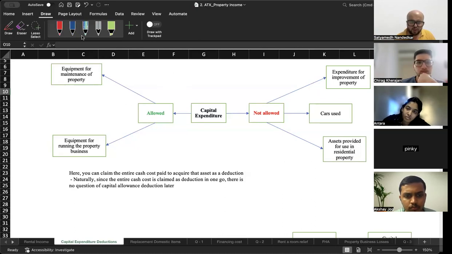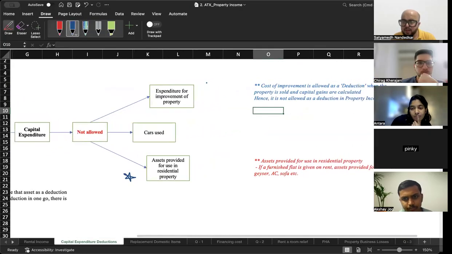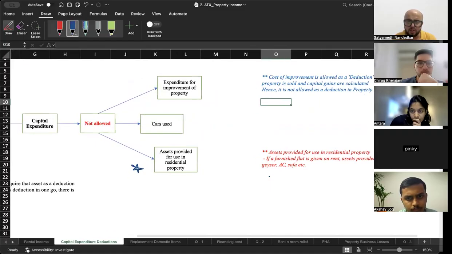There is some special thing that we are going to observe here. Assets for use in residential property, we'll come to that in some time. But for now, remember, equipment for maintenance of property, equipment for running the property business. These are the two amounts which are allowed as a deduction. Assets like geyser, AC, sofa, these are assets we include in residential property.